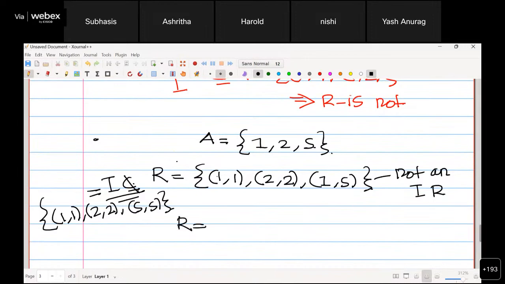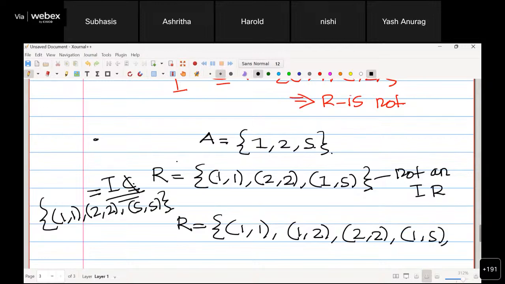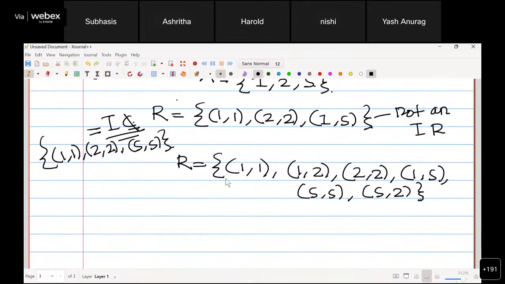And if I consider one more relation on this set: 1, 1, 1, 2, 2, 2, 1, S, S, S, S, 2. Is this a reflexive relation? Yes, sir, it is a reflexive relation, because it contains all the diagonal elements. Yes, correct.